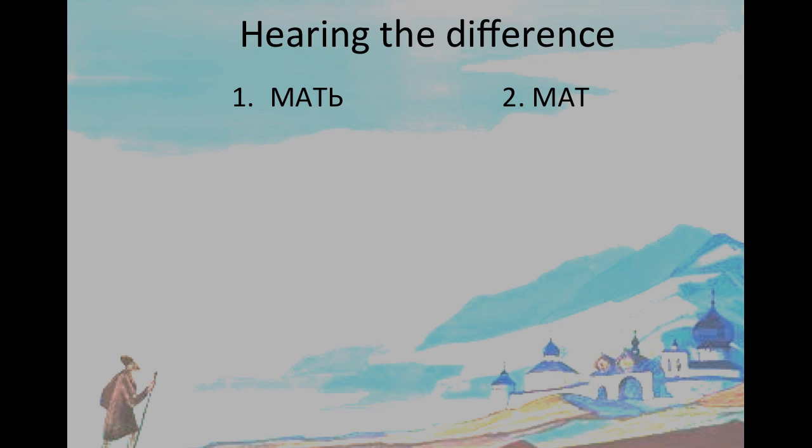By the way, all of these words that I'm about to give you are actual Russian words, and they're only distinguished by the мягкий знак in them, so it's pretty fascinating.